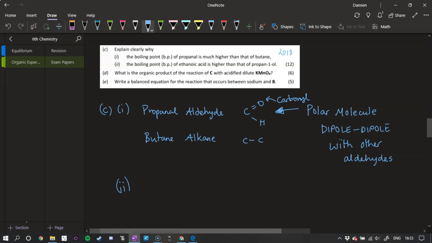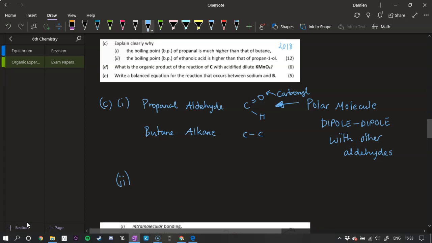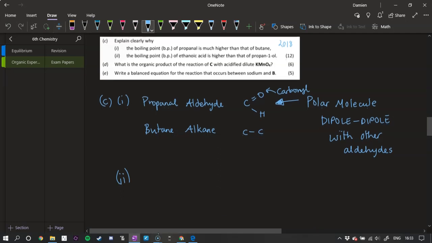We're asked to explain clearly why the boiling point of ethanoic acid is higher than that of propan-1-ol. So again, you're looking at ethanoic acid. It has this functional group, C double bond O and OH. And propan-1-ol would be along the lines of this, where you just have the OH group.